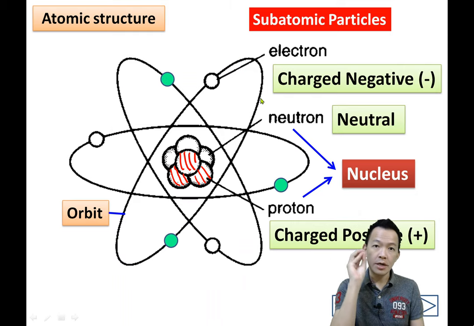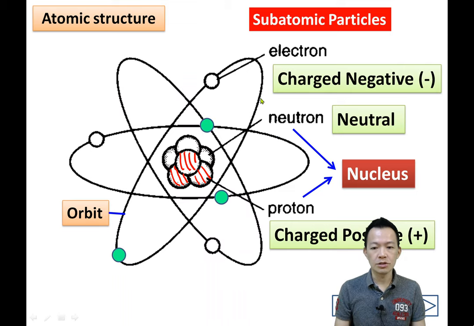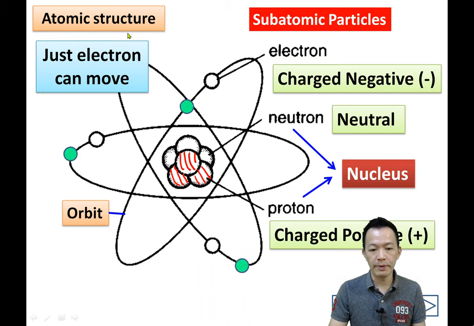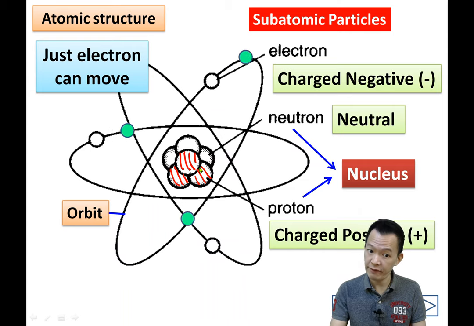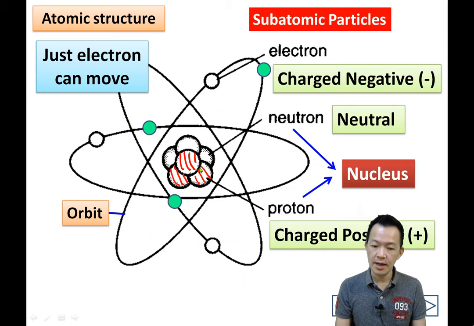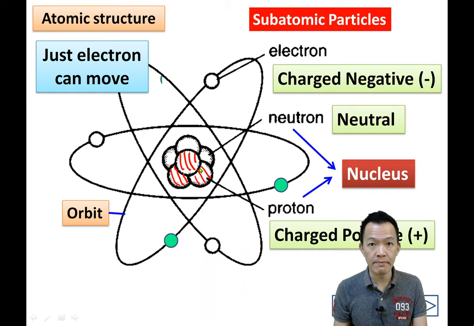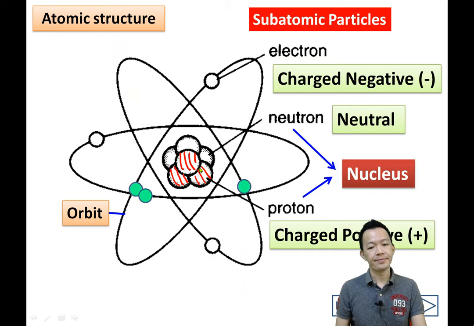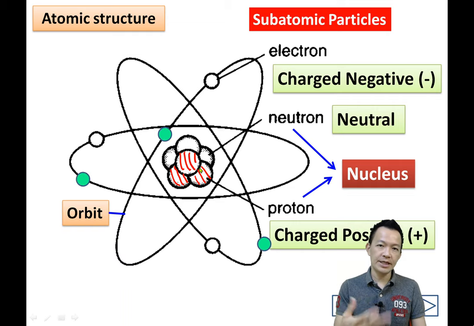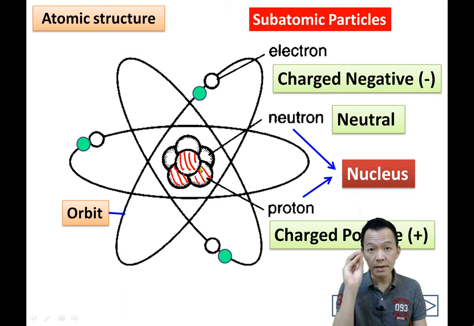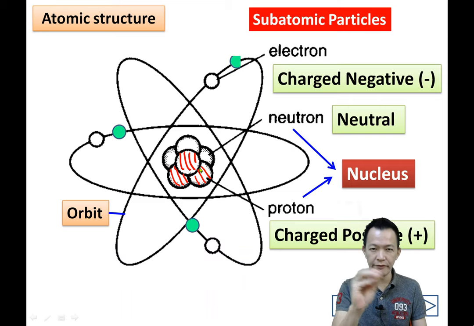Okay. So remember, 永远记得这一句话 just an electron can move. 只有 electron 可以动罢了 surrounding the nucleus, and proton never moves. Proton 永远不能动的。So just electron can move, can copy, 抄在你的 notes. And proton never moves. Proton, neutron 永远不会动的。Okay? So that's why your physics teacher in the future will always tell you, just electron can move, proton cannot move.